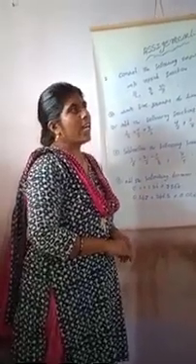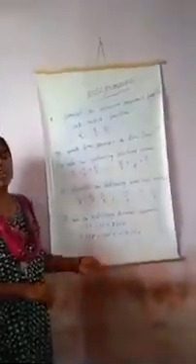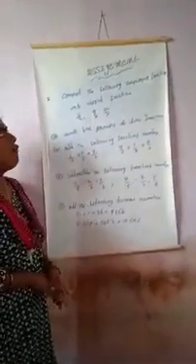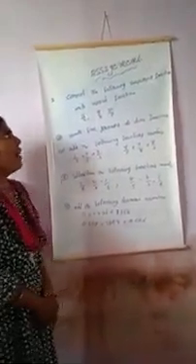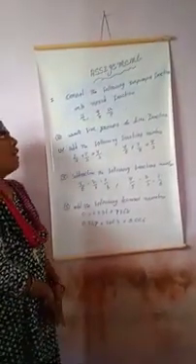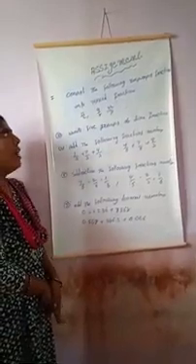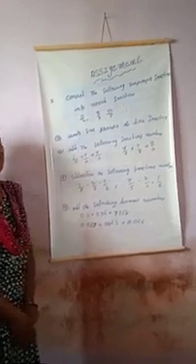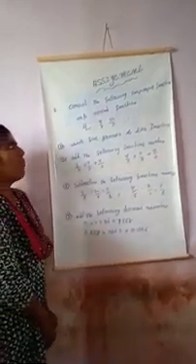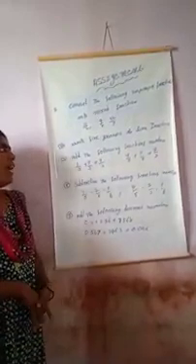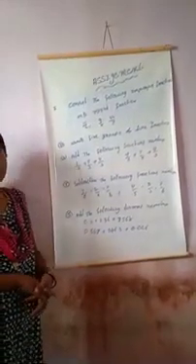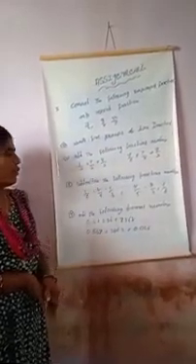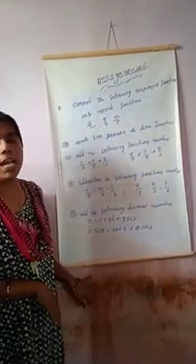So children, write down the assignment. Take your notebook and pens. Write down the assignment. First question, convert the following improper fractions into mixed fractions. Second question, write 5 groups of like fractions. Next, add the following proper fractions. Next, subtract the following fractions. Next question, add the following decimal numbers.